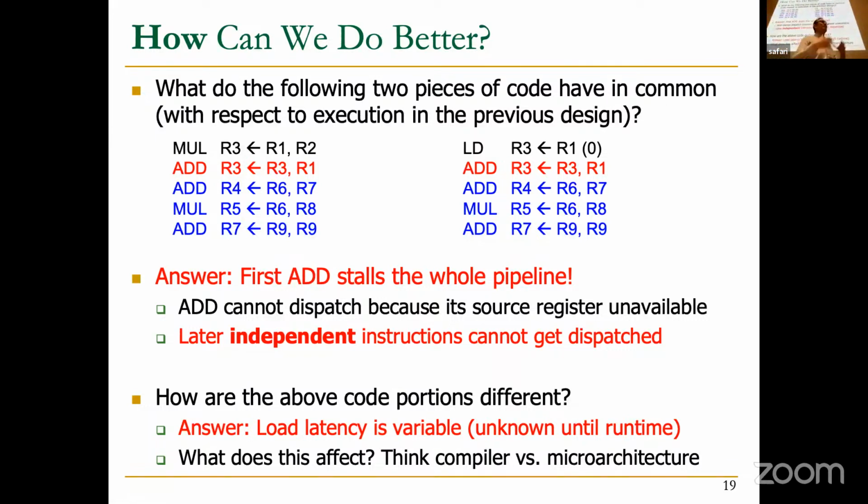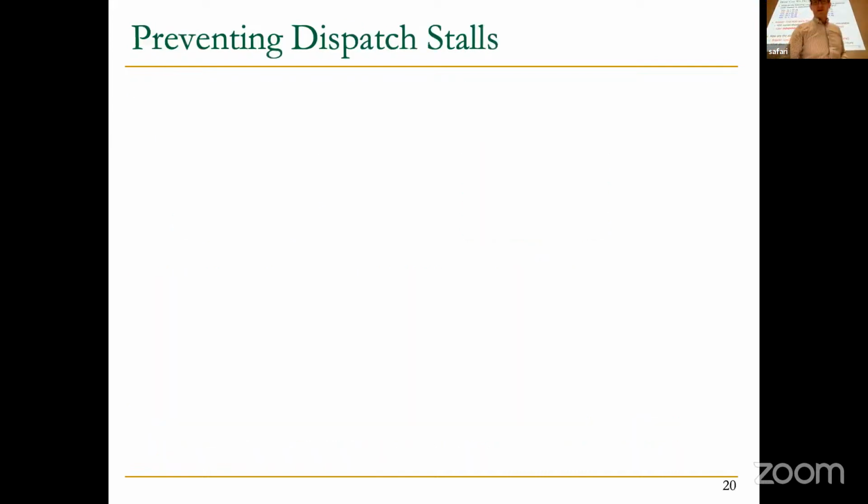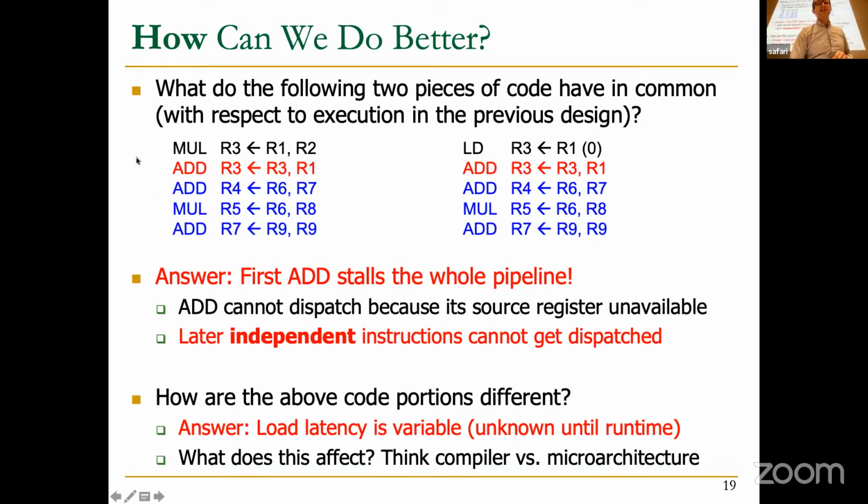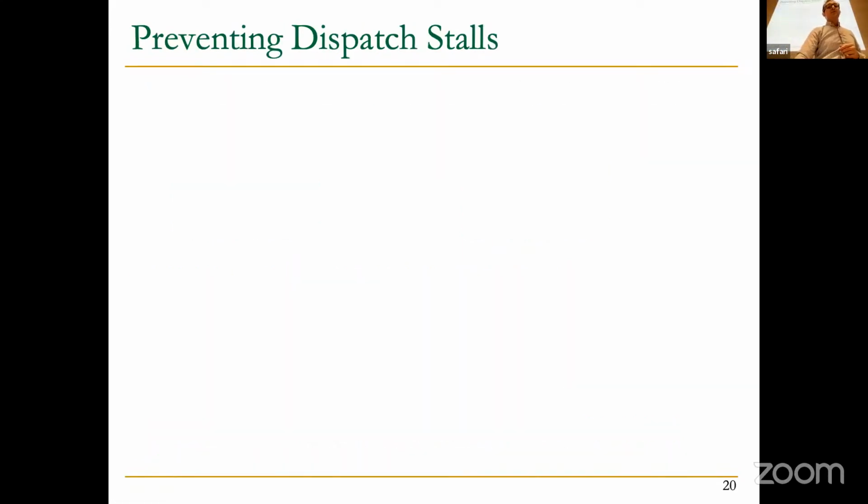So that's why I think a big focus today in modern systems is to figure out how to deal with memory in a much better way. Okay, so let's talk about preventing these dispatch stalls. You have this instruction that's not ready, add. It's not ready because it's dependent on a prior instruction that doesn't produce its value yet. How do we prevent these stalls?